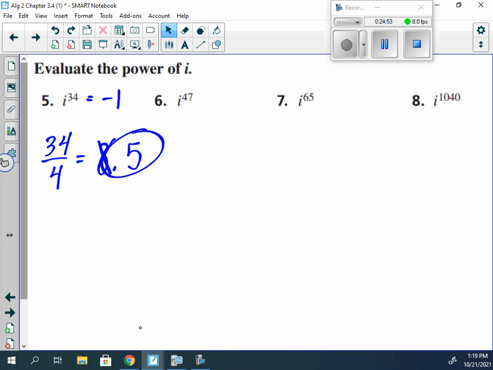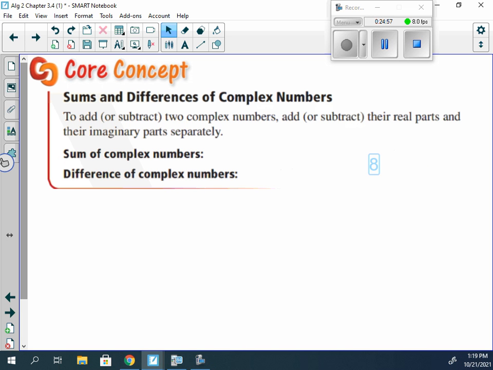Any questions on evaluating i? Addition and subtraction.